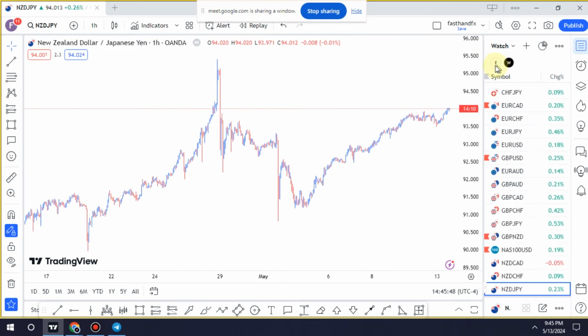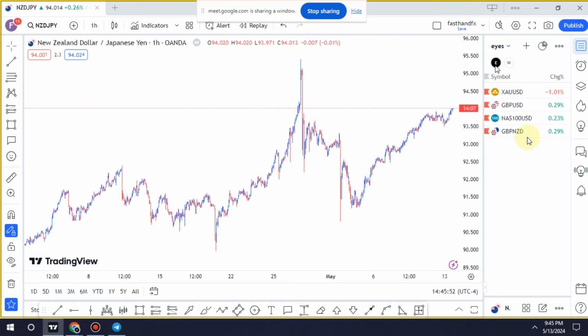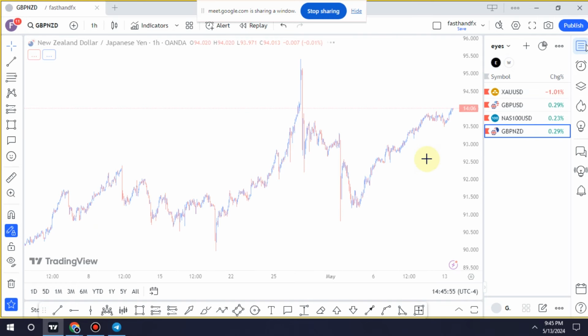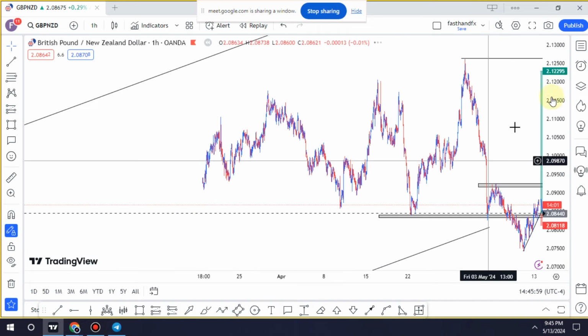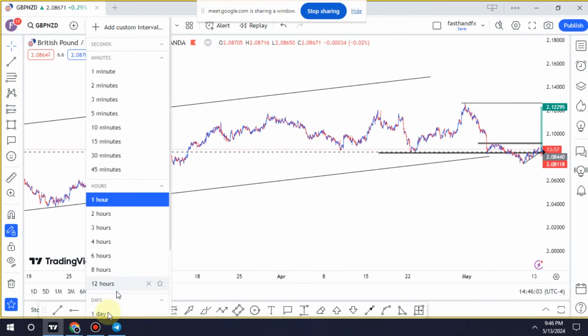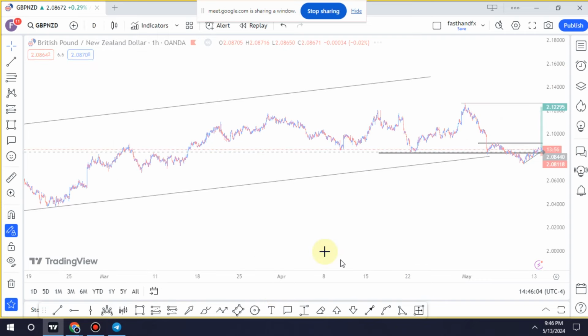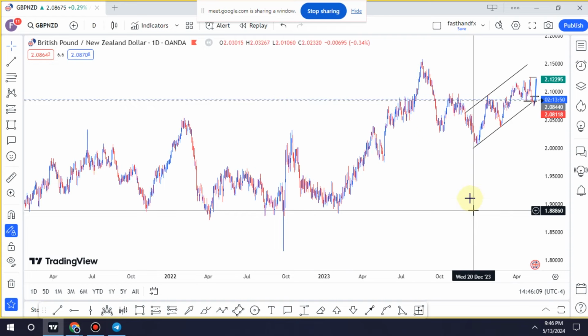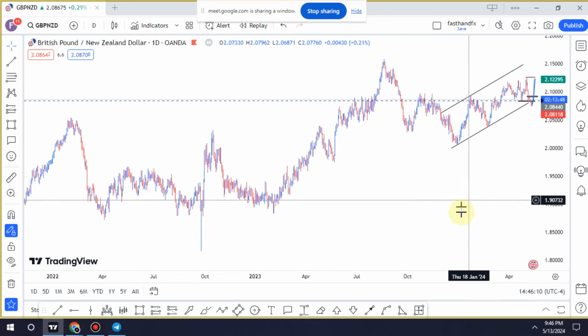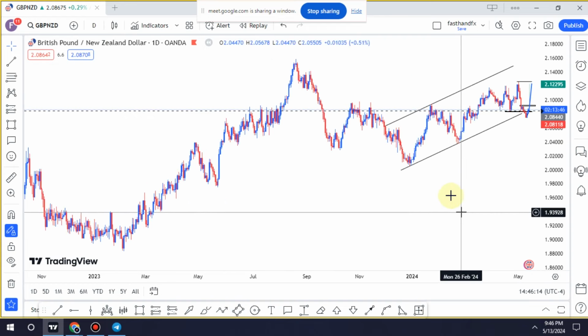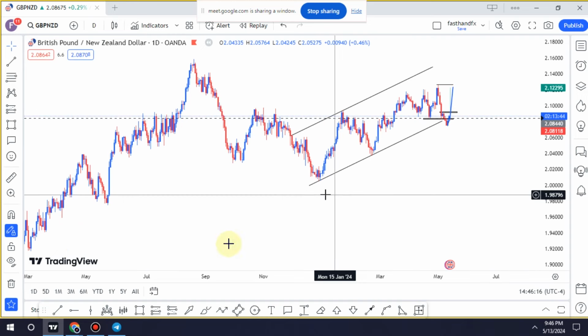Okay, so I have a pair right here, GBP NZD, that I was trying to look at to see if I can find something. Let me just do the analysis with you guys before we call it a day. I think this analysis was quite easy, just the same thing we just talked about.